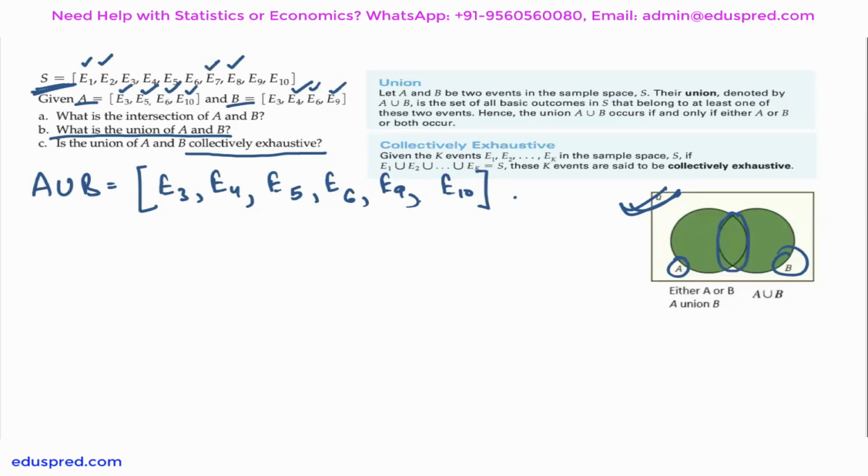So we can say that since A union B does not consist of each and every outcome of the sample space S, therefore it is not collectively exhaustive, right? Therefore, it is not collectively exhaustive.